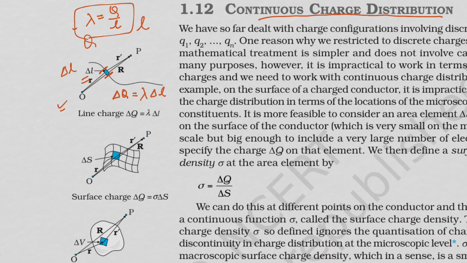Using this, we can think about the charge distributed upon this small length delta L, and that delta Q, the small charge in that length delta L, will be lambda multiplied by delta L. We call it line charge distribution or line charge delta Q.